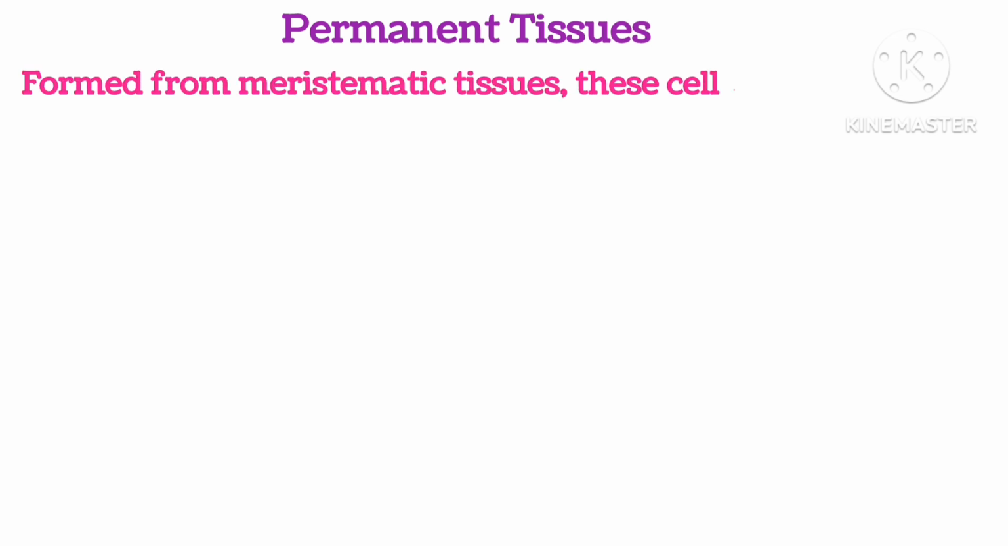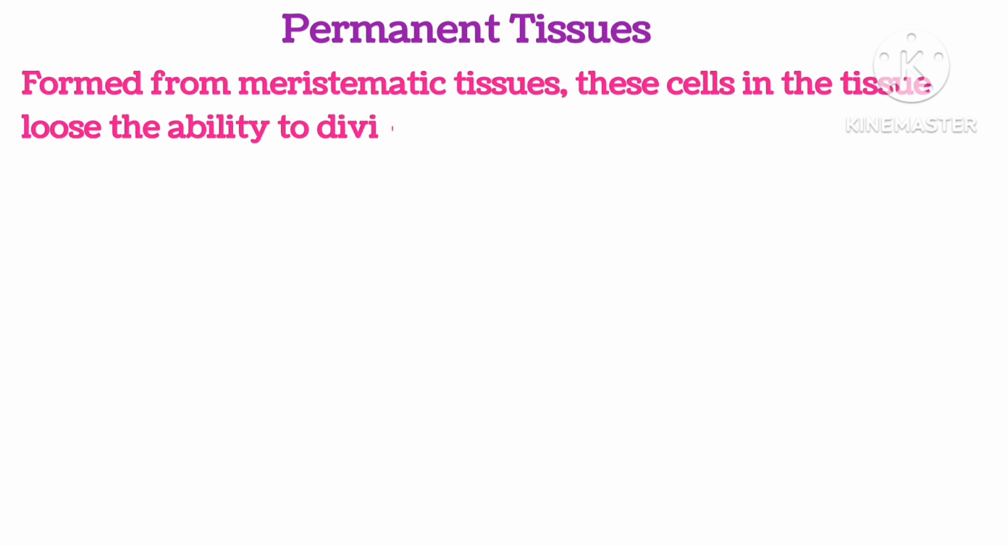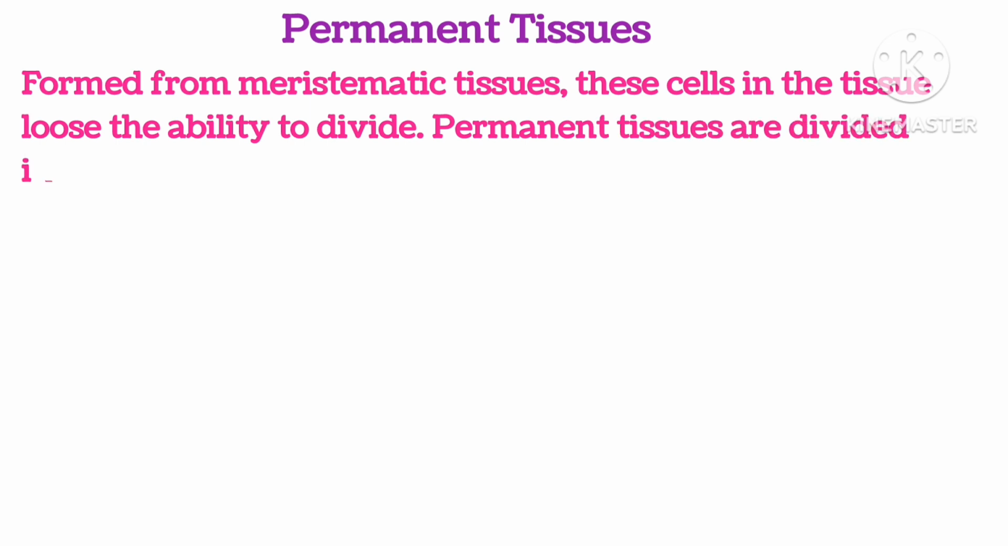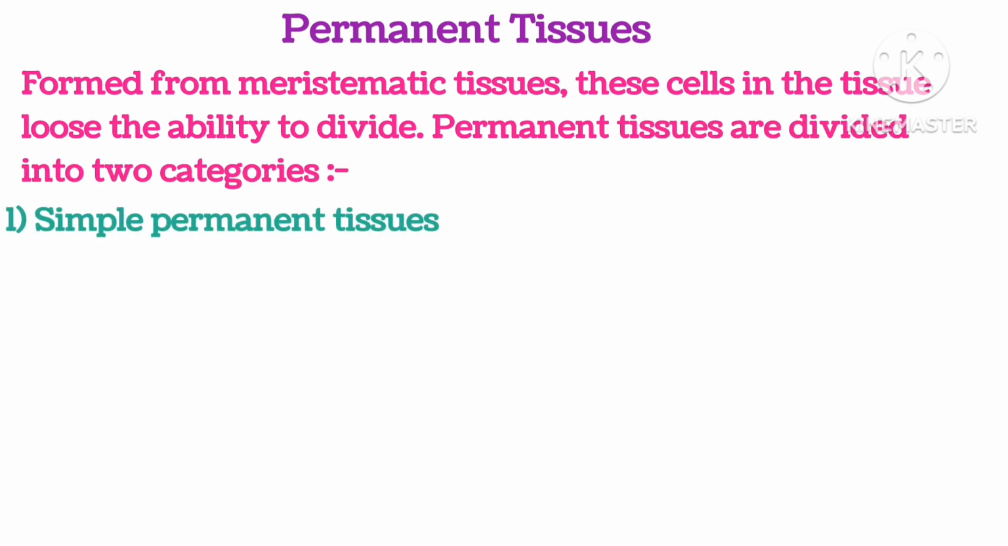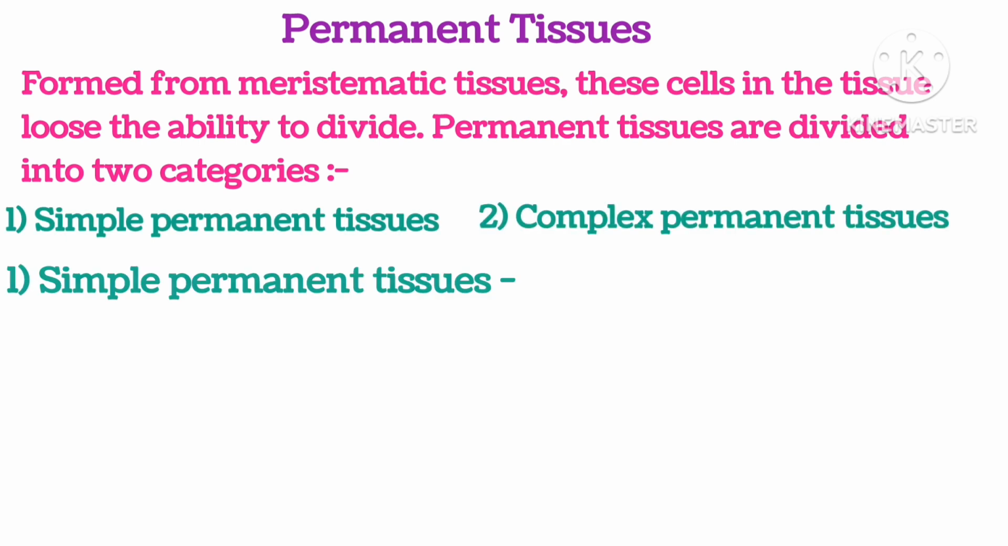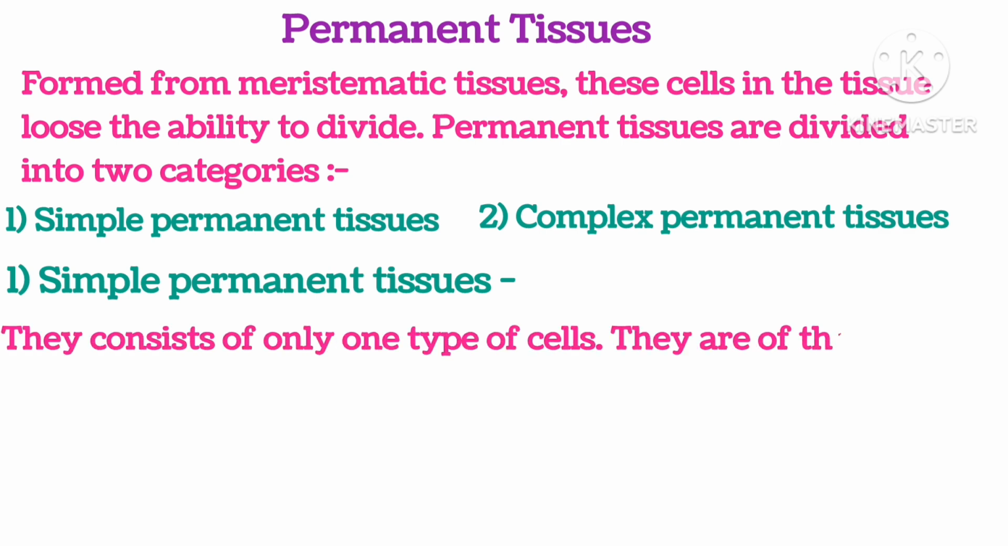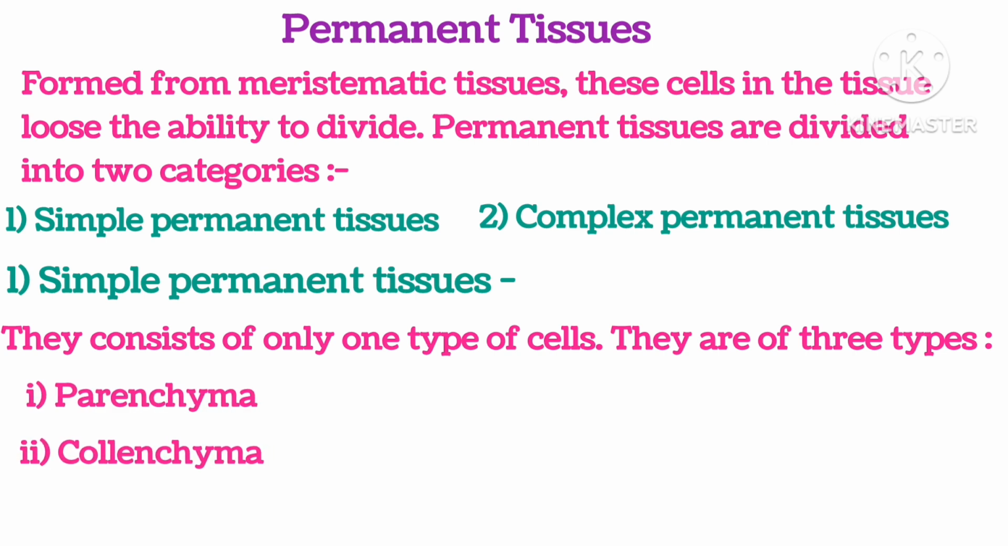Permanent tissues. They are formed from meristematic tissues. The cells in this tissue lose the ability to divide. Permanent tissues are divided into two categories: simple permanent tissues and complex permanent tissues. First, we'll see simple permanent tissues. They consist of only one type of cells. They are of three types: parenchyma, collenchyma, and sclerenchyma.